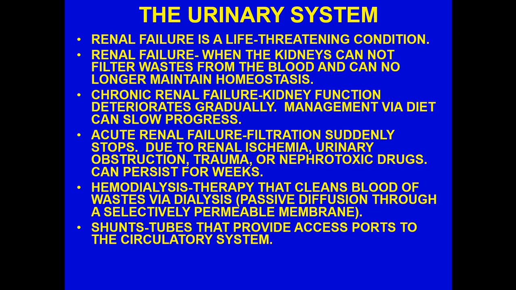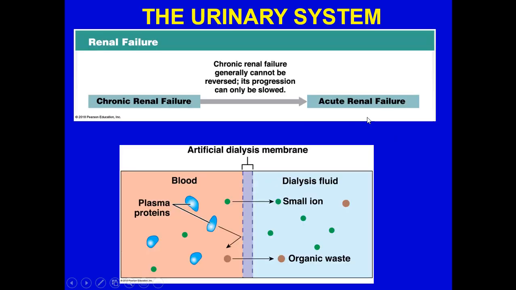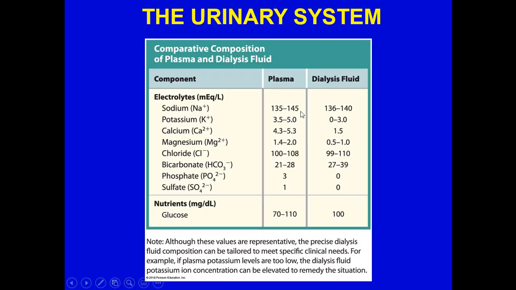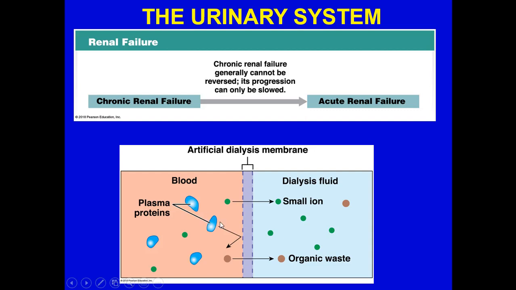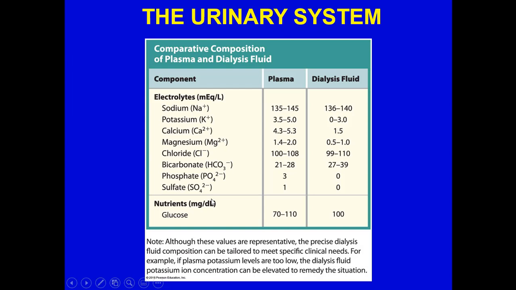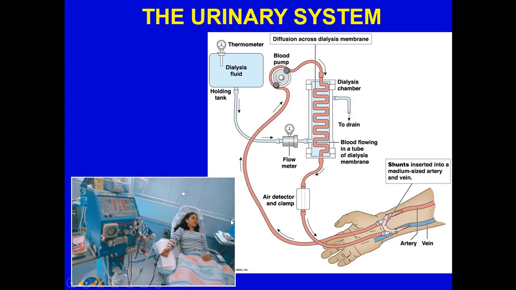Now, there is a term that's called shunts. These are basically tubes that provide access ports to the circulatory system. Okay? Now, here is an example of the artificial dialysis membrane. Obviously, small ions can go through, organic waste can go through, large plasma proteins cannot. Okay? You have basically the comparison of the plasma and the dialysis fluid. Notice that you will lose some glucose. You will also have some of the ions that are transported across, but this is far more acceptable than watching someone unfortunately die.